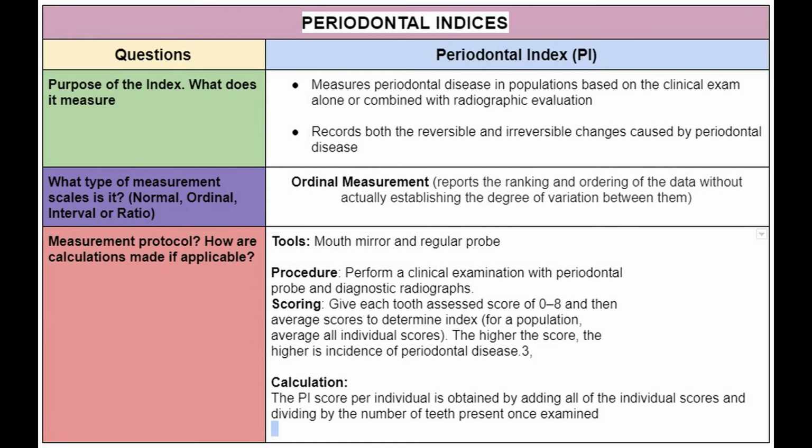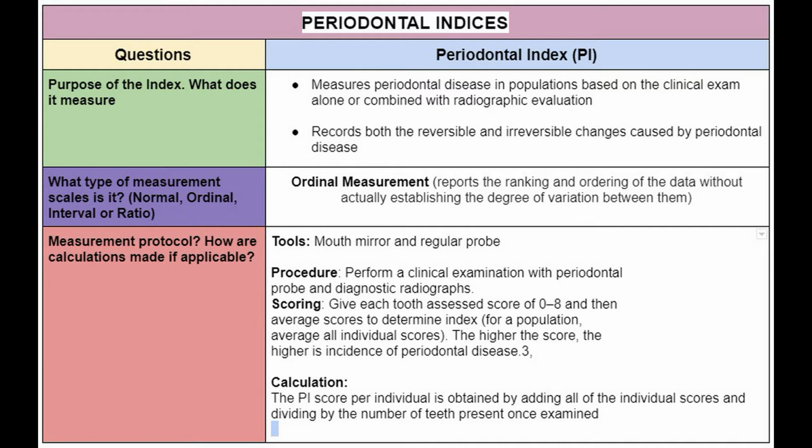The next topic that we're going to talk about is periodontal indices. There are 3 kinds, and the first one is the Periodontal Index by Russell, also known as PI. The purpose of PI is to measure periodontal disease in a population based on the clinical exam or combined with radiographic evaluation. We can also say that it records both the reversible and irreversible changes caused by periodontal disease. It is measured using the ordinal measurement and uses tools like the mouth mirror and regular probe.